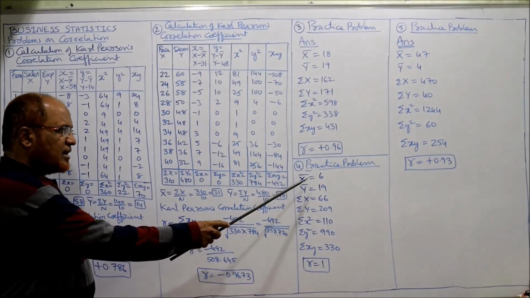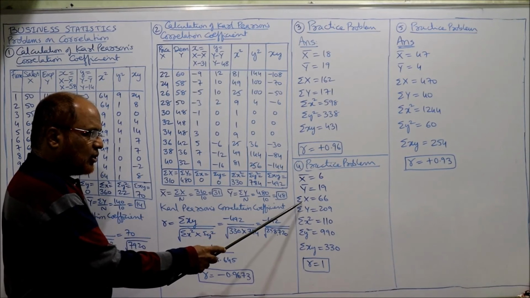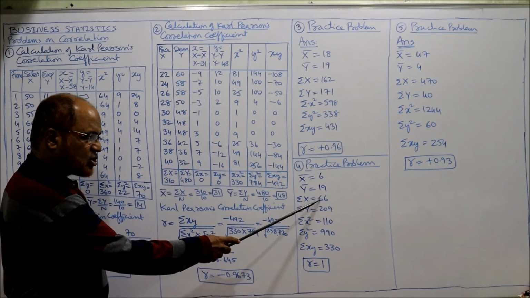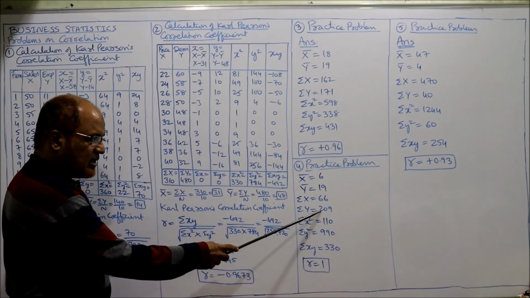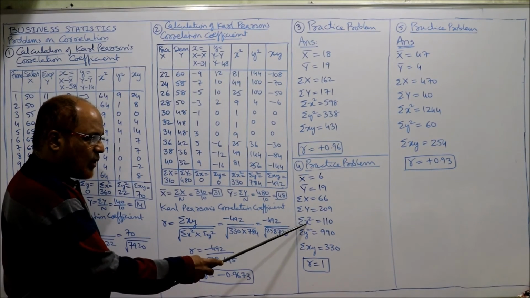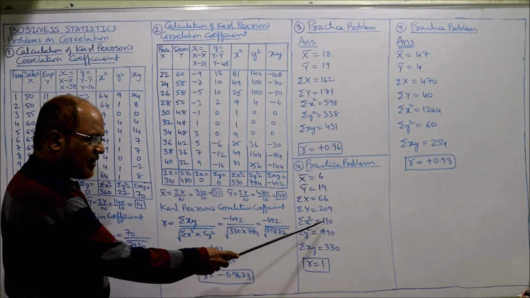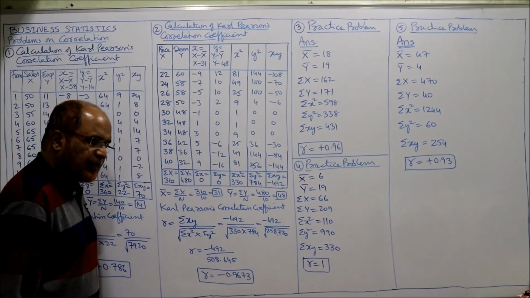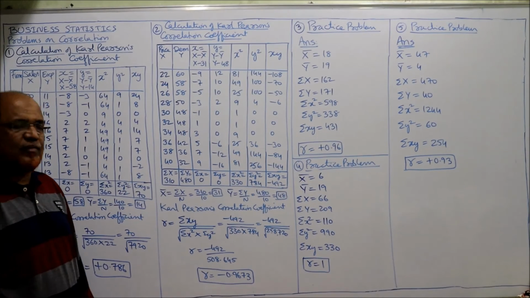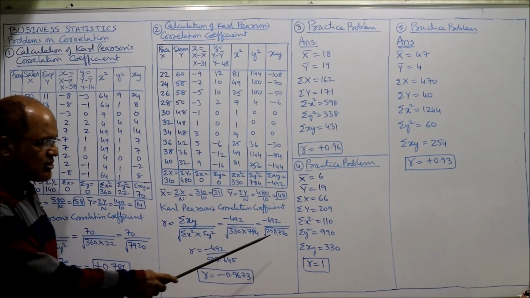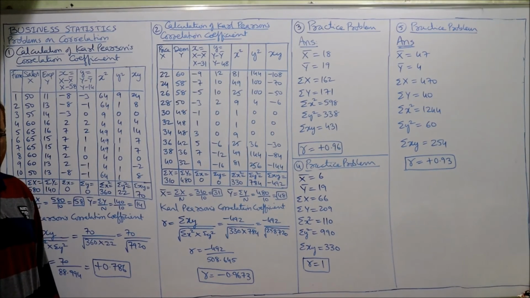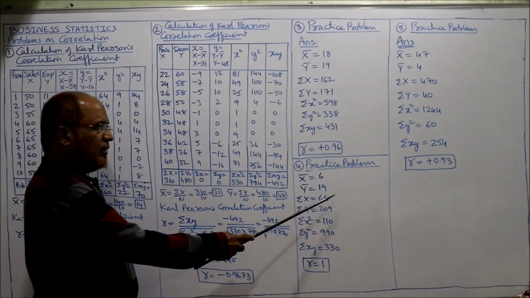So here, x bar is equal to 6, y bar is equal to 19. The total of summation x, capital X, 66, first column. Second column, capital Y, total 209. Then summation x square, small x square, 110. Summation y square 990, summation xy 330. Finally, the correlation coefficient formula. If you substitute all the values, you are going to get R is equal to 1. Perfect, perfectly positive correlation. This is problem number 4.